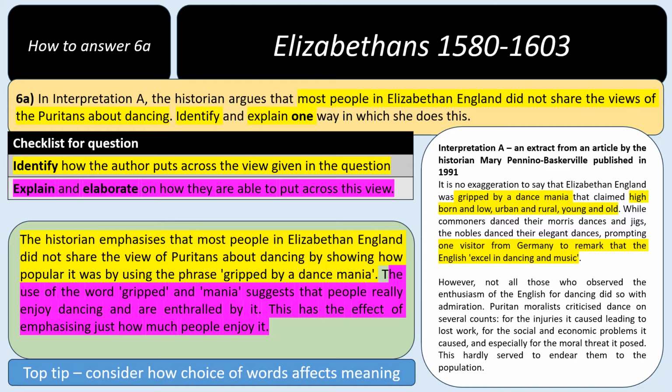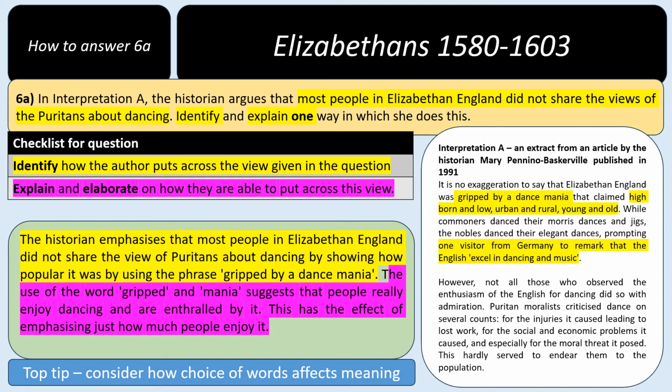So it starts off, the historian emphasized that most people in Elizabethan England did not share the views of Puritans about dancing by showing how popular it was by using the phrase "gripped by a dance mania." So you see that's one of the quotes we highlighted before. So putting a quote in here is really, really good. So you would get, probably 1 mark for doing that.